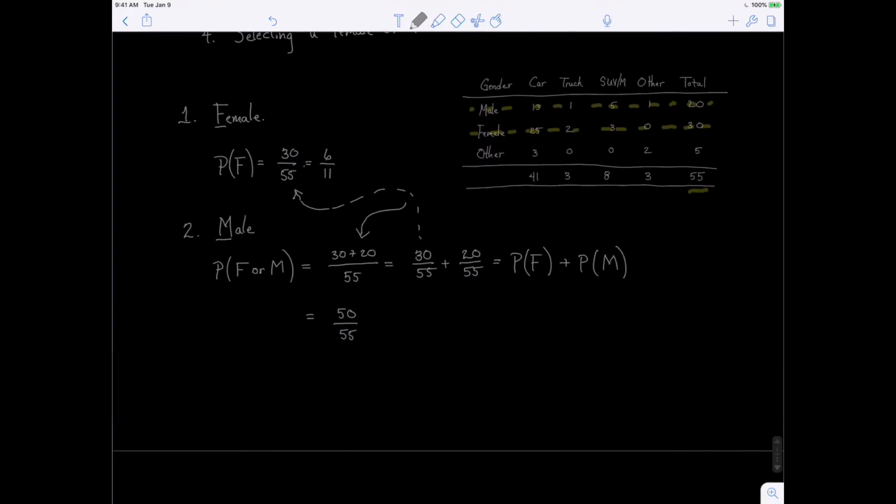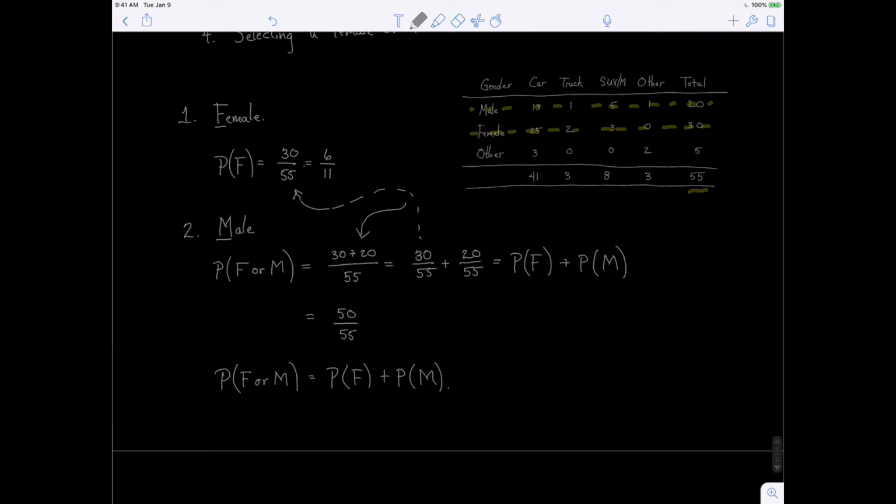And so if I finish that, what this really says is the probability of F or M is equal to just adding the probability of each: the probability of female plus the probability of male.